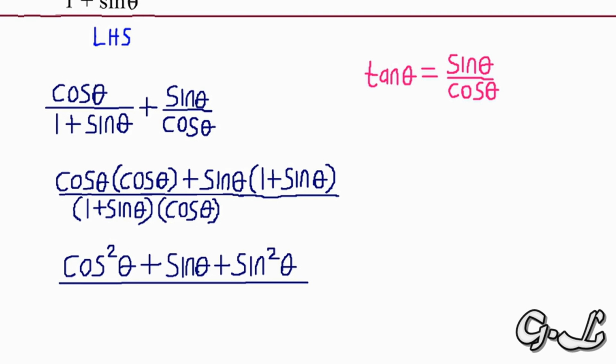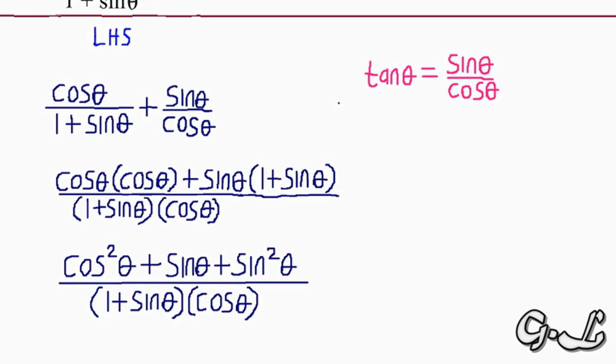Let's now go to the denominator. We're not going to do further simplification. We're going to let it be like that. We're going to say open brackets 1 plus sine theta, close brackets, cos theta. That is what we're going to have.